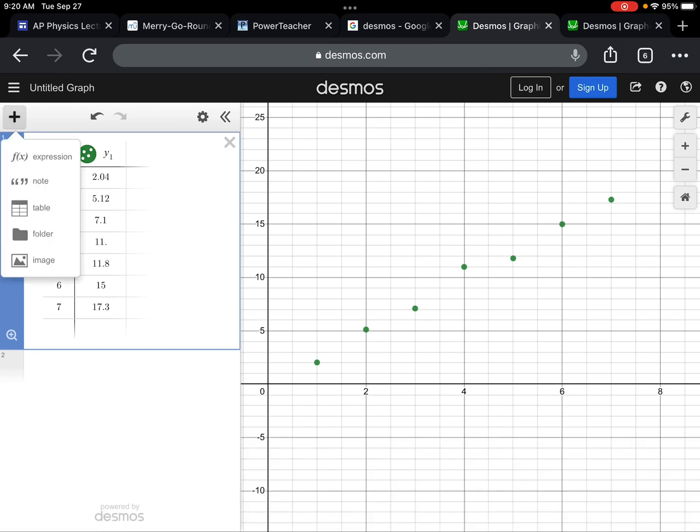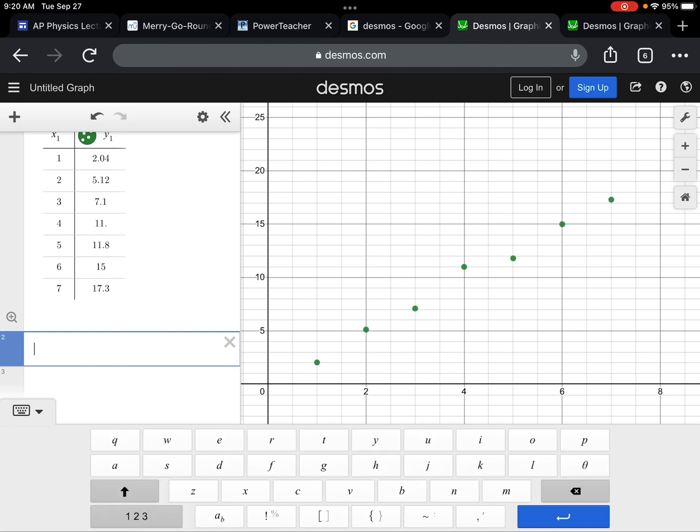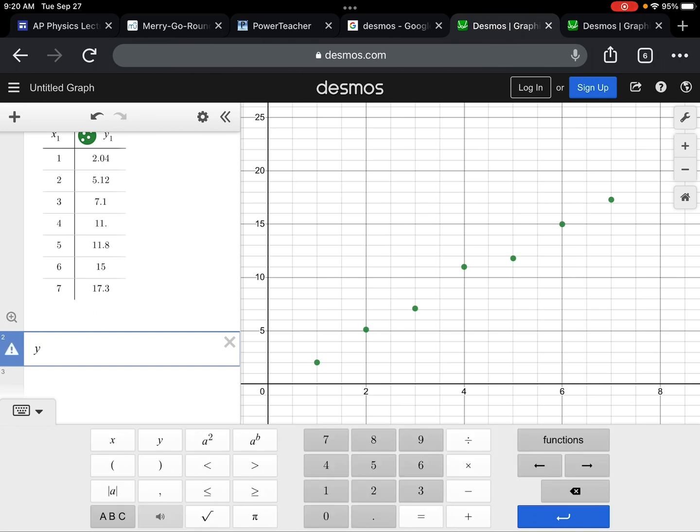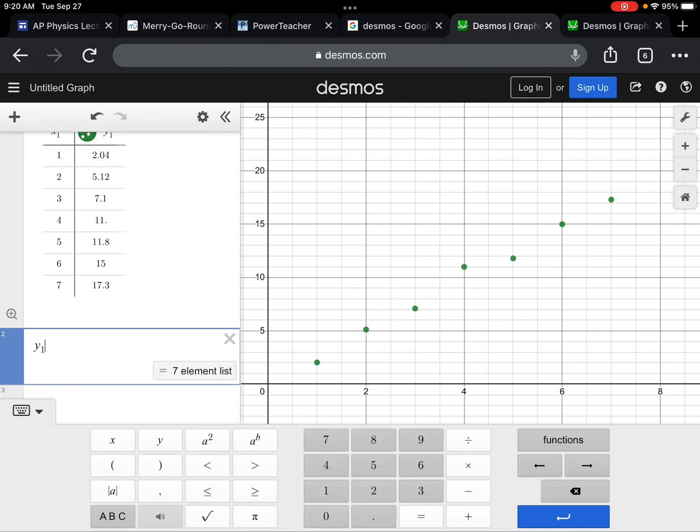So I'm going to come over here and I'm going to say, give me a new expression. And I'm seriously just going to type in y1 is about, and you'll see that little tilde. All right. You really going to do this to me now, Desmos?